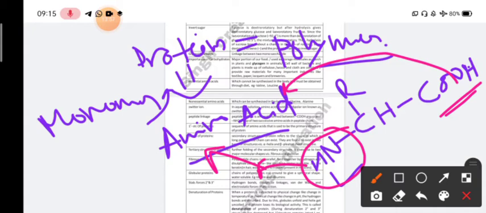As here NH2 as well as COOH, both of the groups are present in a single compound, so that is being called as amino acid. This NH2 part is called amino and COOH is being called as acid. So amino acid is there.